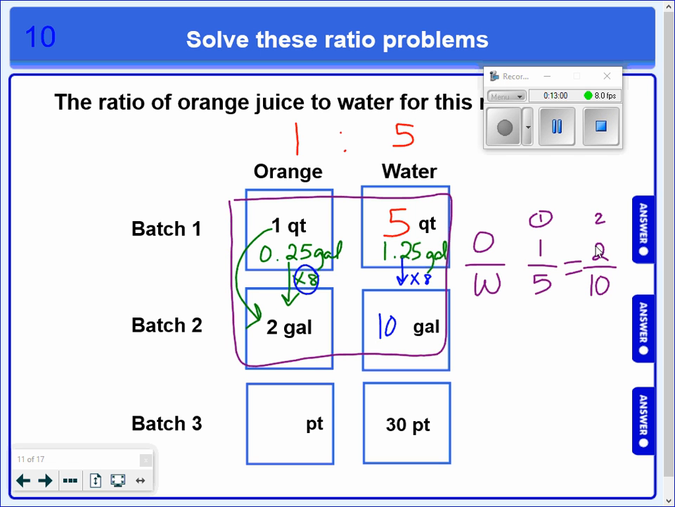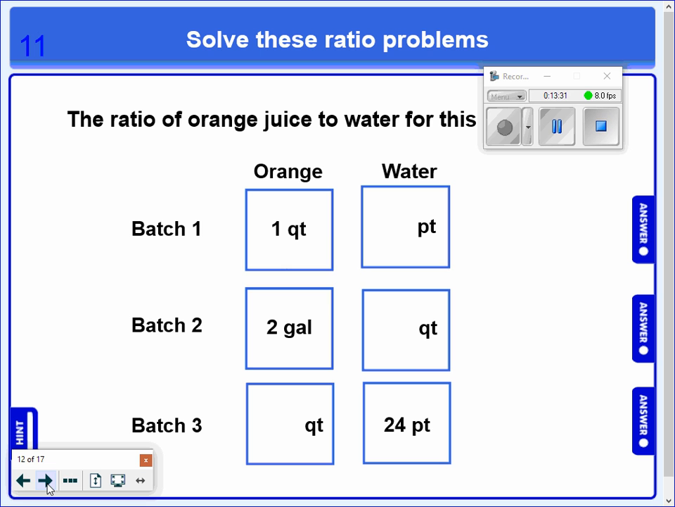So now to get to batch 3, let's talk about this one. I can say, well, how did I get from 10 to 30? Times 3, right? So then 2 times 3 is 6. So 6 pints to 30 pints. It's still a 1 to 5 ratio because it simplifies down the whole time. Okay? Okay. All right. Go ahead and try this one on your own, and you can pause the video and check it.